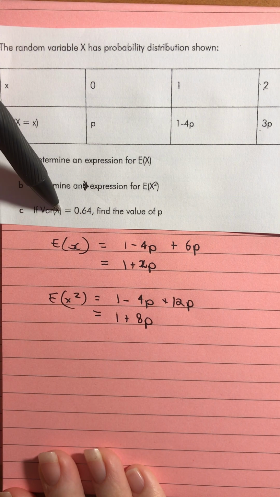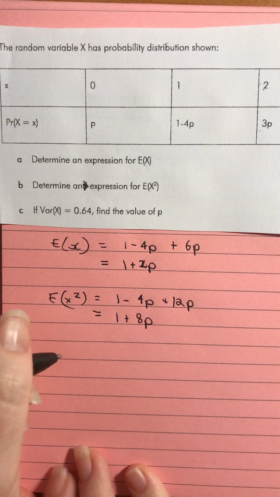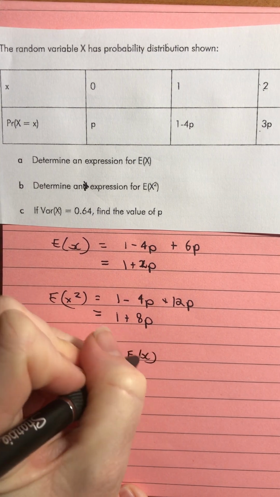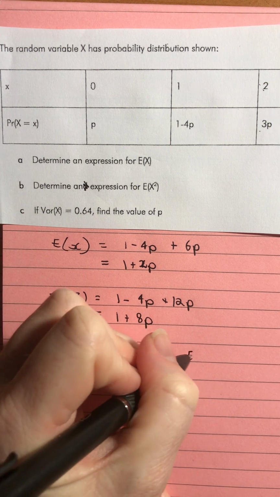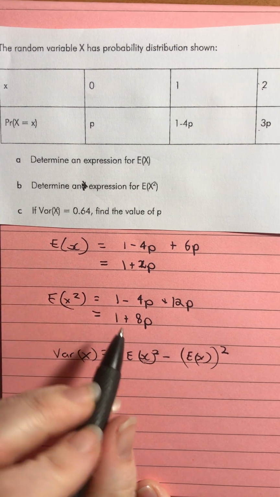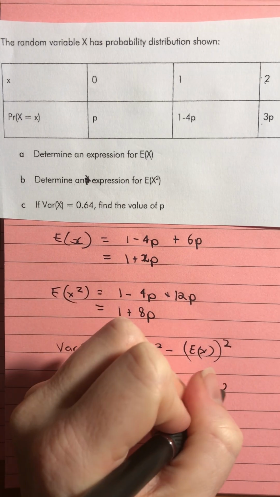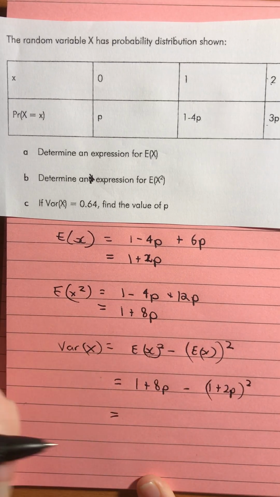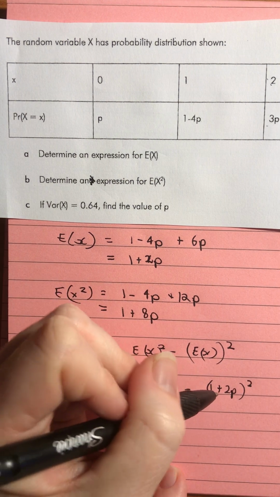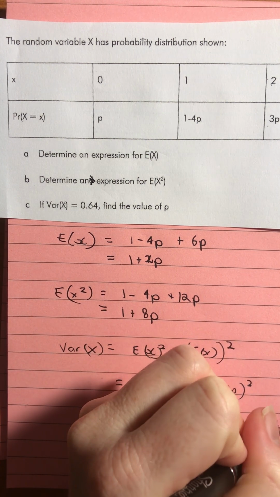Then it says if Var(X) is equal to 0.64, find the value of p. Now we know that Var(X) is equal to E(X squared) minus (E(X)) squared. Now, that sounds very weird. So what we've got is the 1 plus 8p, and we're taking away (1 plus 2p) squared. So we can expand that out. We've got 1 plus 8p there. Then here we're going to have 1 squared plus 4p plus 4p squared.